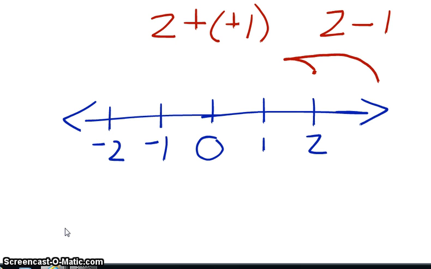Another way to think of this is, again, keep, change. When you see minus and negative, keep the first number, change to an addition sign, and change the second number to its opposite, or positive. 2 plus 1, again, is 3.